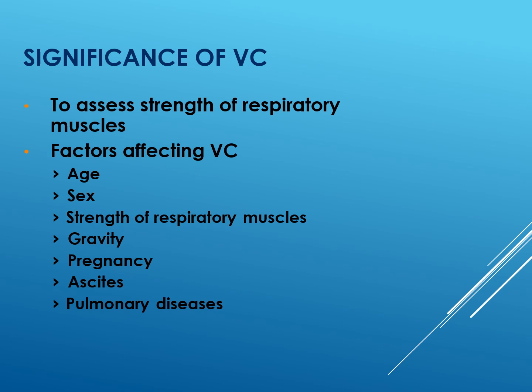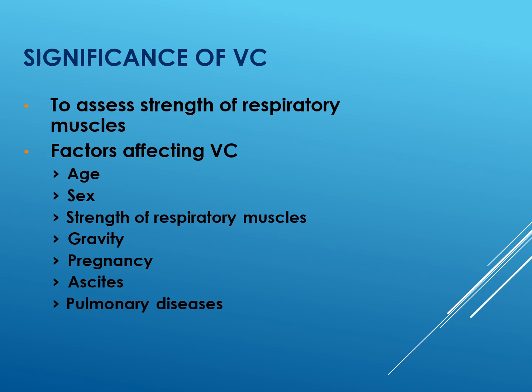And the strength of respiratory muscles: in swimmers and divers, vital capacity is more because of increased strength of the respiratory muscles. And the gravity effects on vital capacity are, in standing position, VC is more than in sitting and lying position because of increased size of thoracic cavity in standing position and reduced pulmonary blood flow due to decreased venous return. And pregnancy: VC is reduced due to pushing up of the diaphragm and reduced capacity of thoracic cavity in pregnancy.